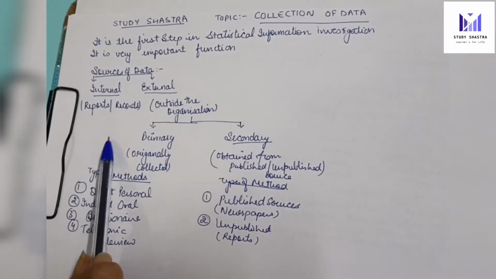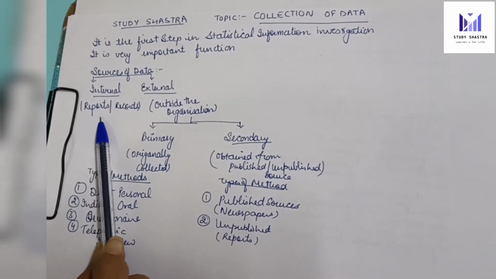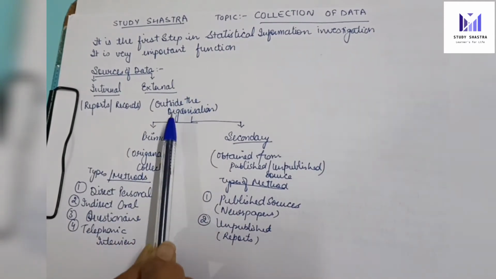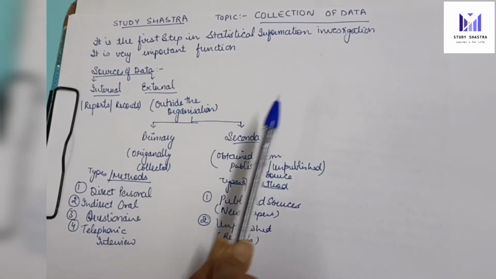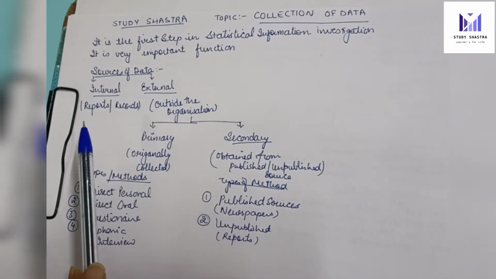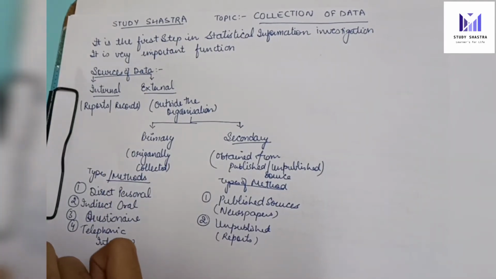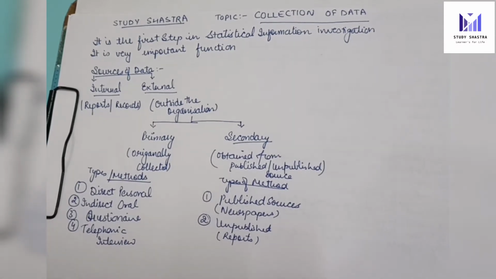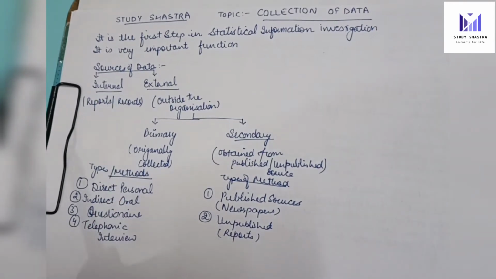Internal source includes those reports and records which are already present in the economy, whereas external source includes all the outside information from the economy. Now let's study this with an example. Data collected and compiled through internal sources is internal data. If a company publishes its annual report on profit and losses, total sales and loans, it is a kind of internal information. So it is internal data.